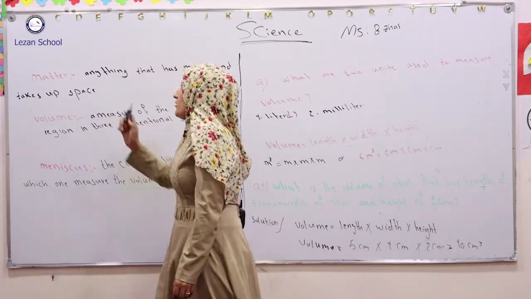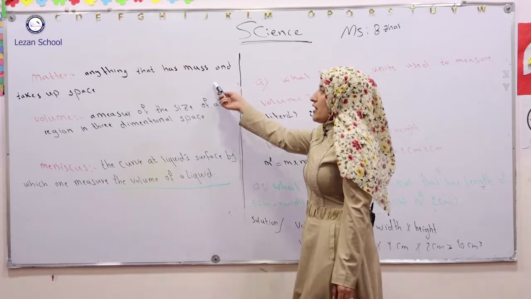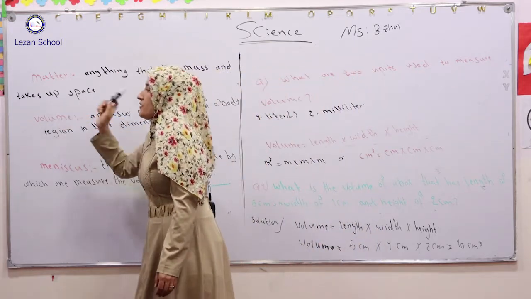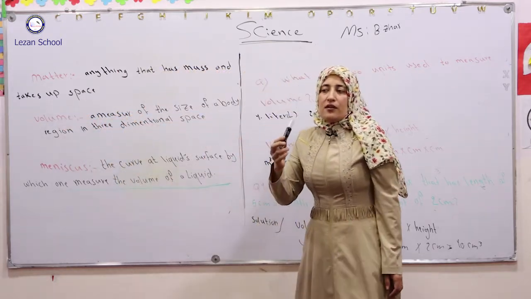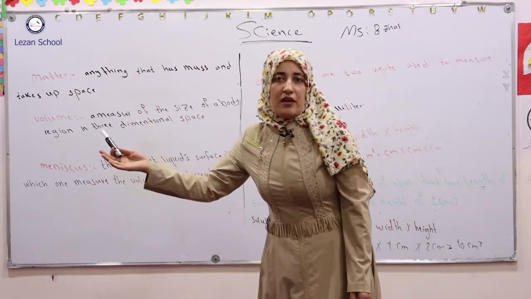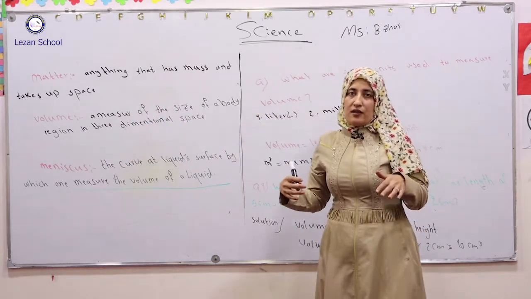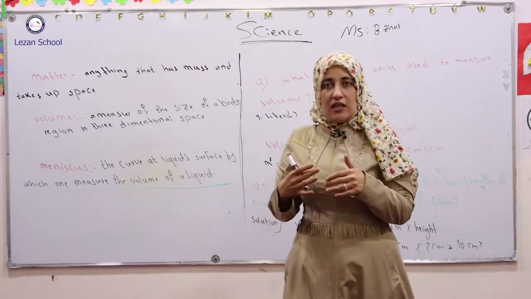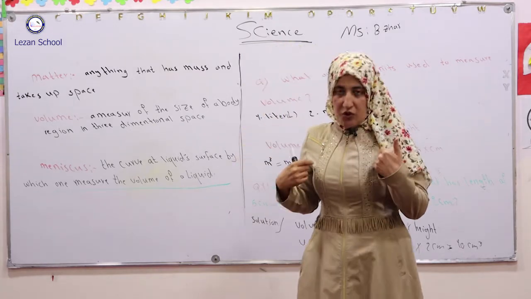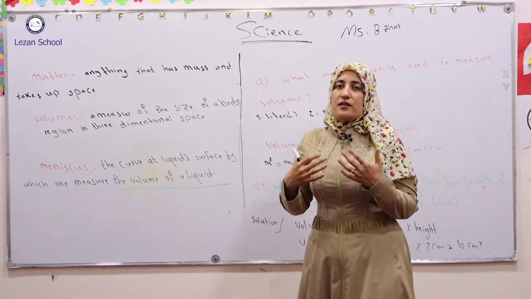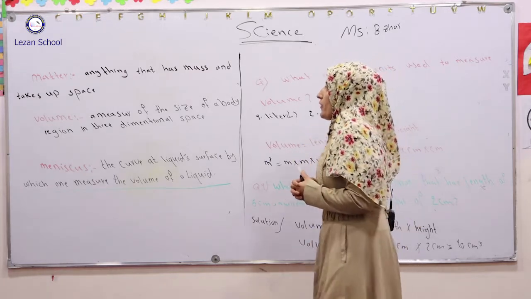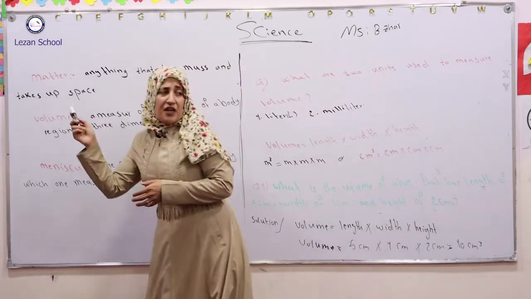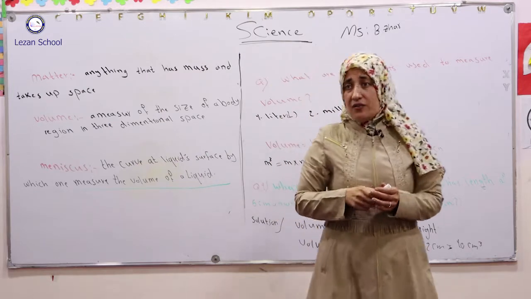What's matter? Matter is anything that has mass and takes up space. Anything. For example, this door is matter. Our body is matter because it takes up space and we have mass. So anything around us, as we said, is matter.